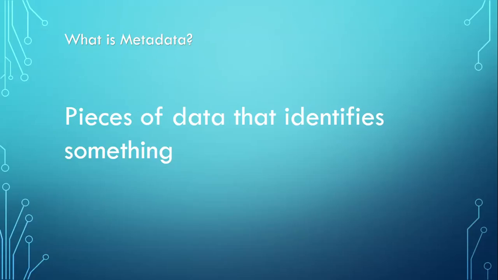Metadata is basically pieces of data that identifies something. So when you're at home or when we walk out of our door, all around us there are things, and metadata defines those things. They're pieces of data about those things. So for example, let's think of a car.